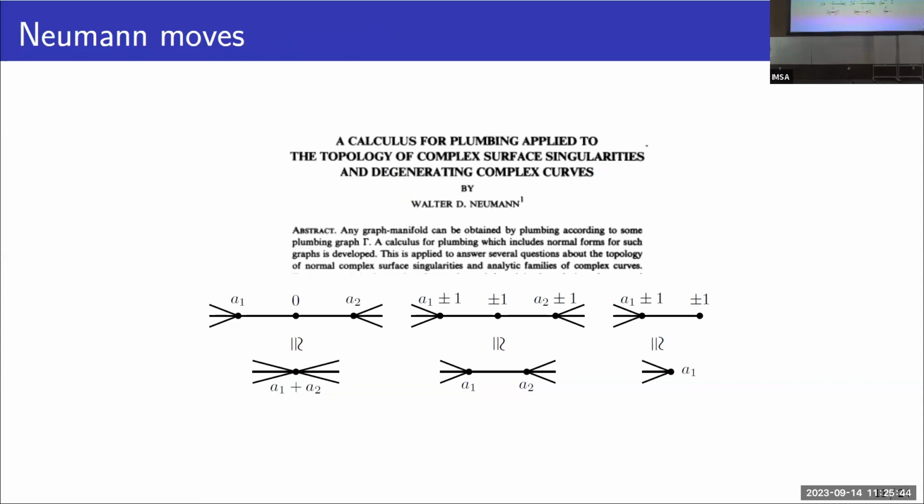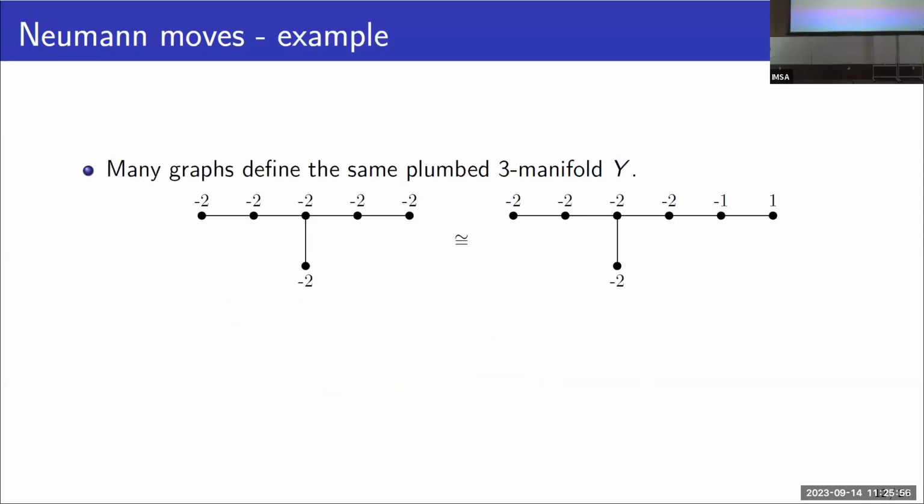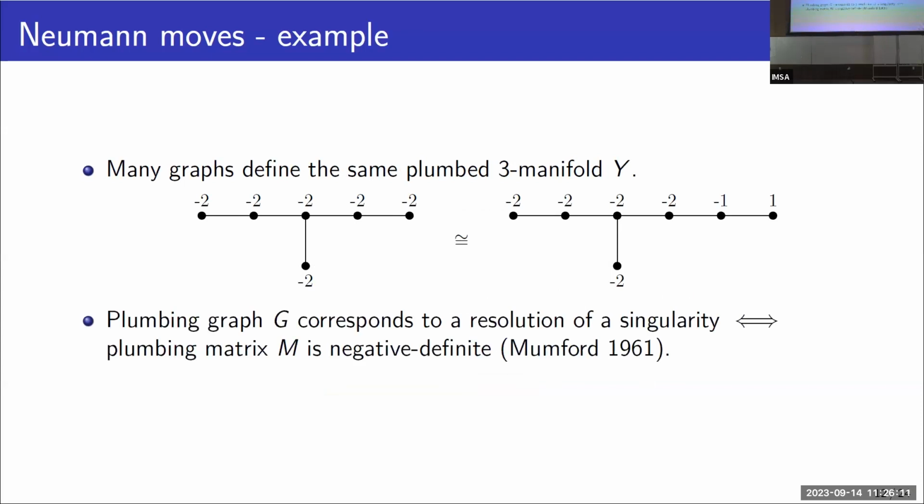So whenever we want to construct an invariant of plumbed three manifolds, we need to make something out of the graph, and then we need to make sure that it is invariant under these moves. So here is an example of a move which preserves the three manifold. Any invariant should give us the same number or the same polynomial under such a move.